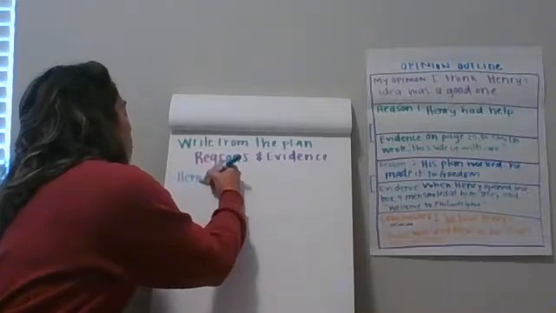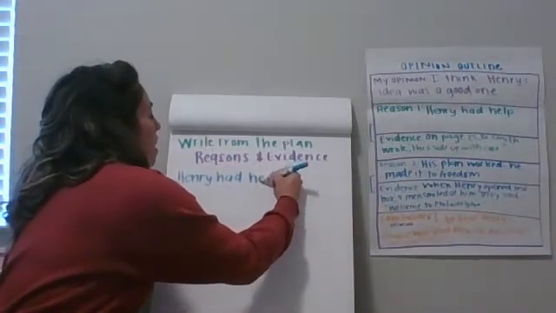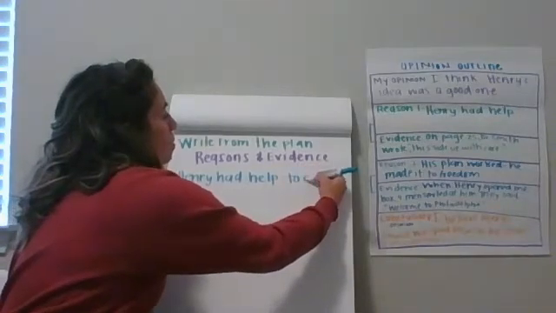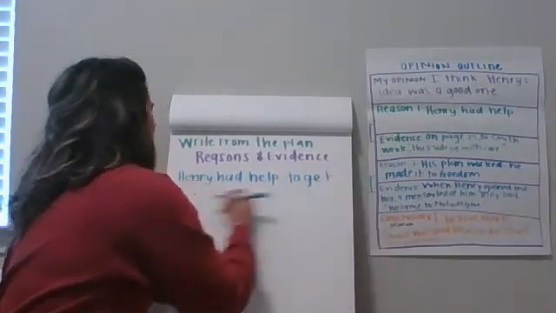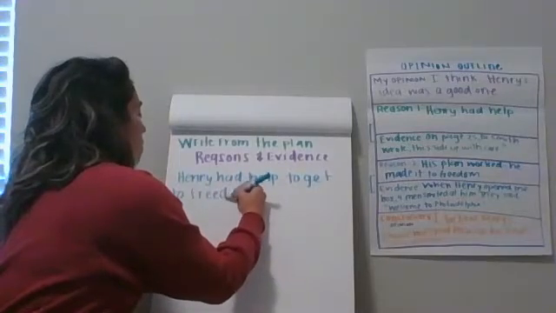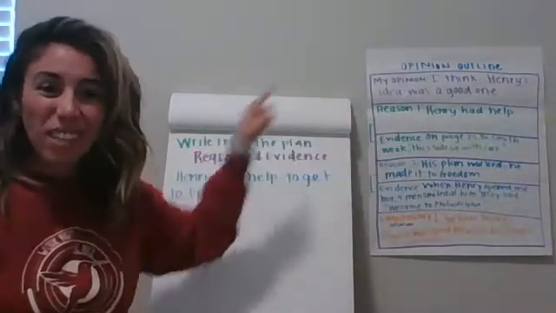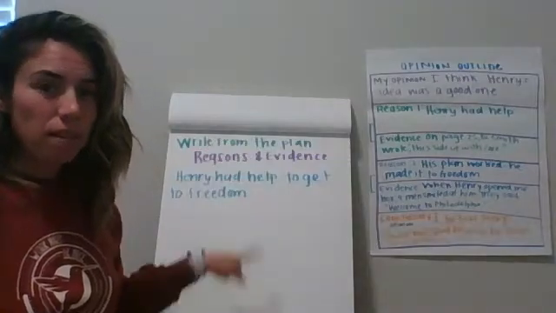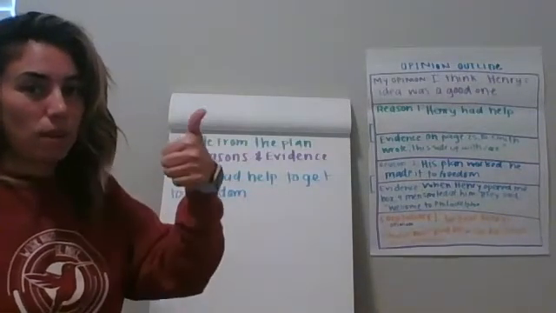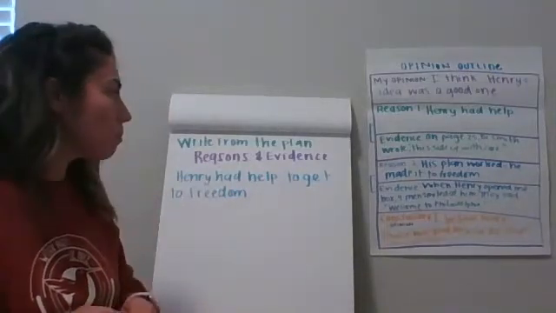Henry had help to get to freedom. So I added on a little bit more from my plan, but that's my first reason for why I thought his idea was a good one. So he had help. I've written out my sentence.